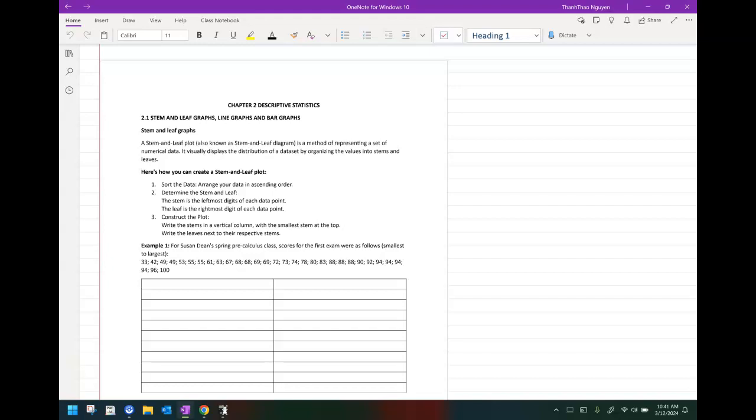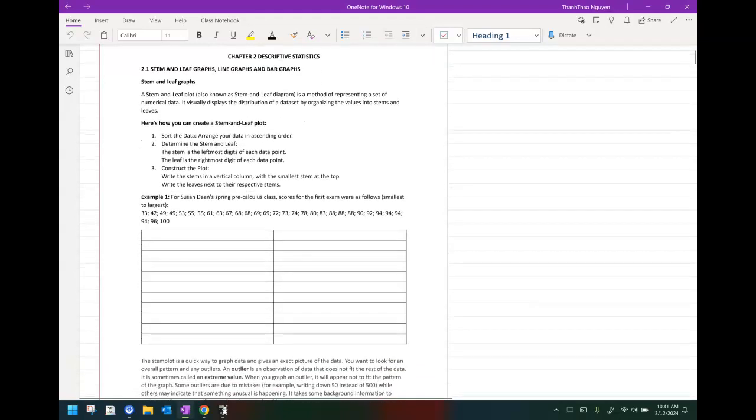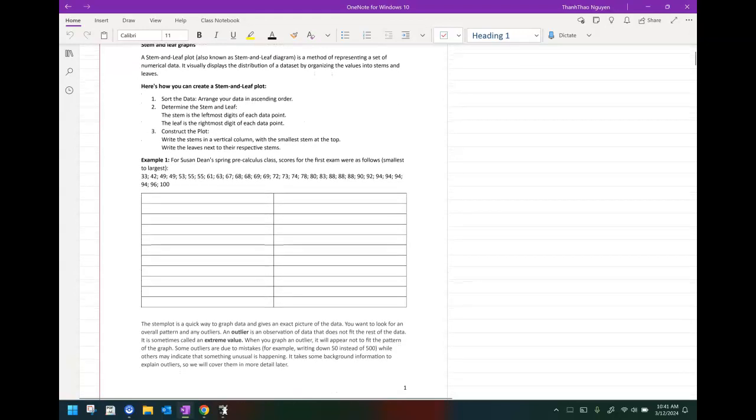First, stem and leaf. The stem and leaf plot, also known as the stem and leaf diagram, is a method of representing a set of numerical data. It visually displays the distribution of a data set by organizing the values into stems and leaves. So here's how you can create a stem and leaf plot.